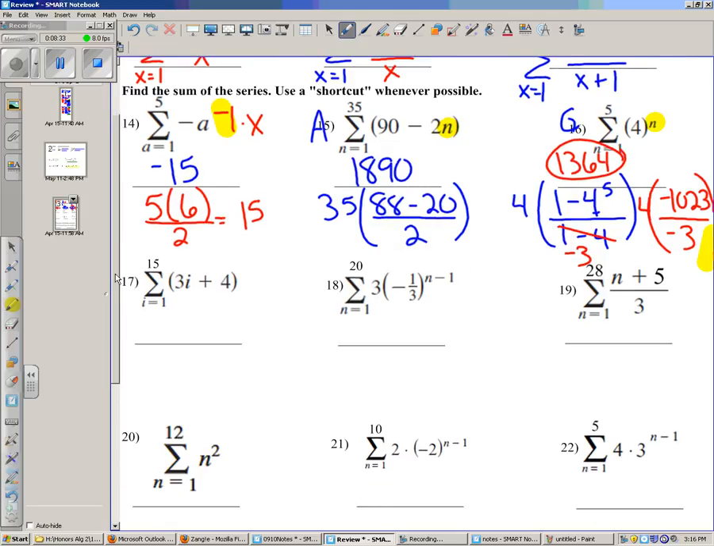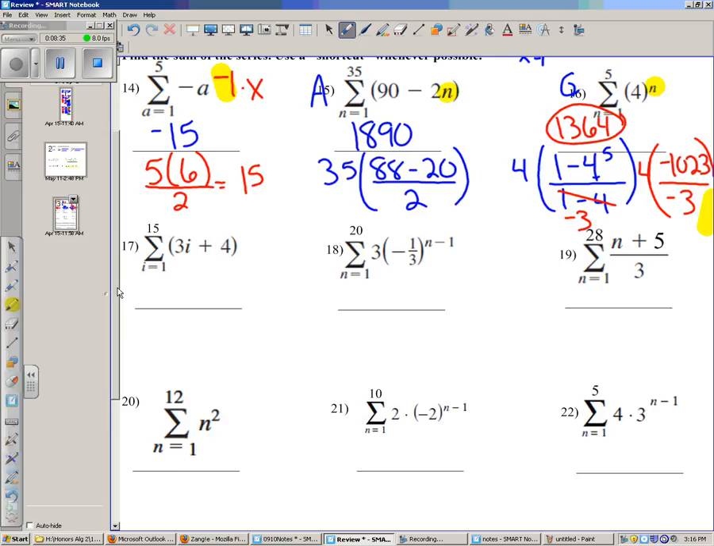17 is also linear. So I'm using that shortcut, and it says take the number of terms, which is 15. Take the first term. So if I put 1 into I, I end up getting 7. Plus the last term, so I'm going to put 15 into I, and I get 49. Average it out by dividing it by 2, and when I'm done, I get 420. That's after I've multiplied by 15, though.